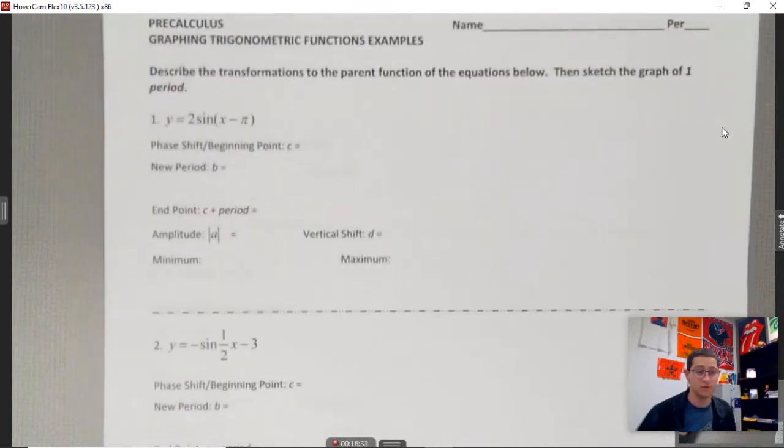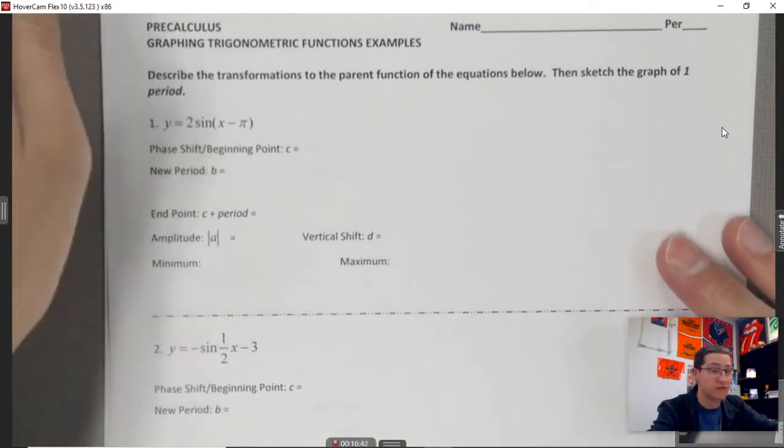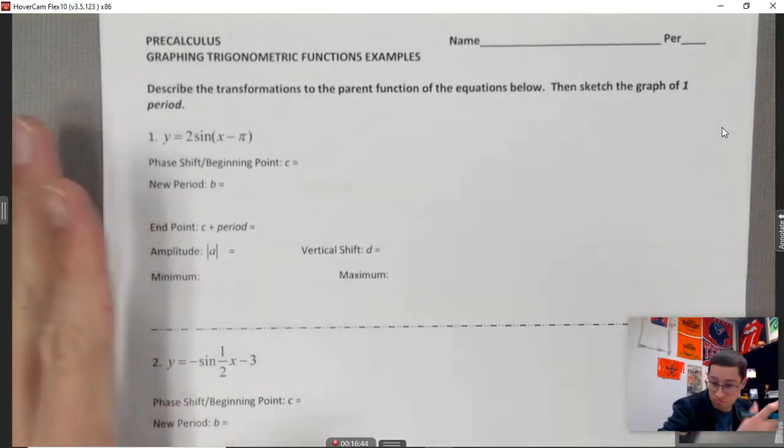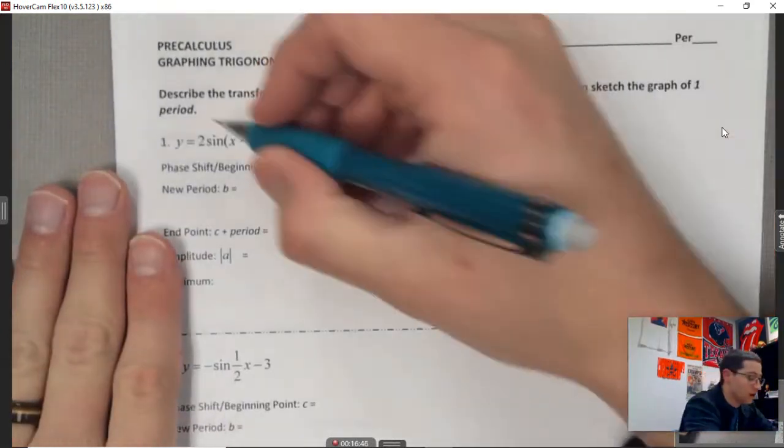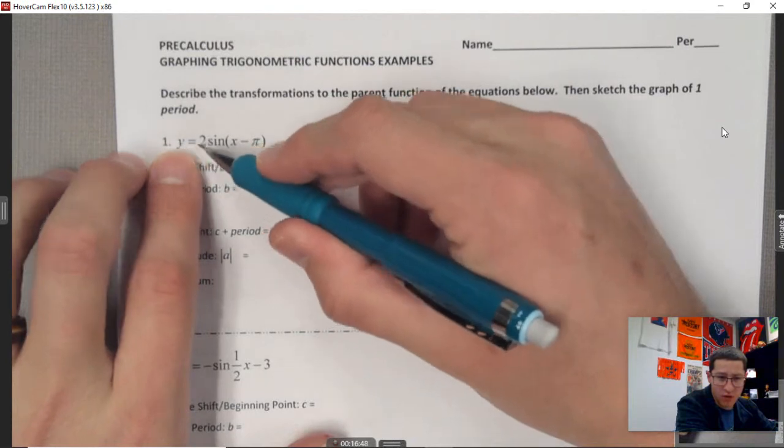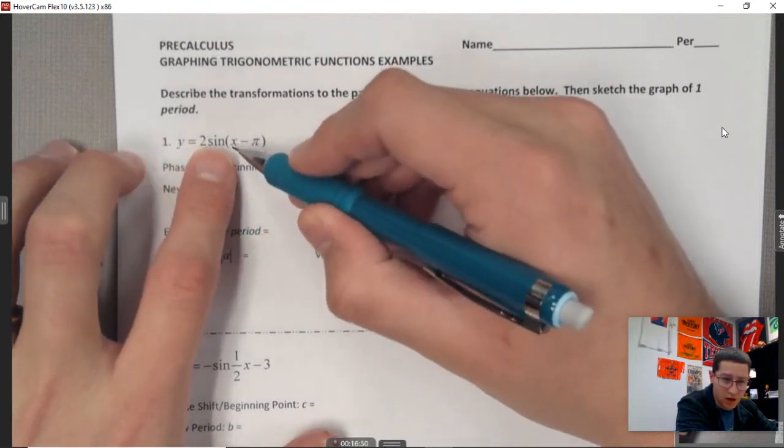Okay, so this first one. Okay, now what's nice about this is in our notes we'll label each point. Okay, so we're gonna talk about each different thing for our graphs. Okay, so let's talk about this one right here. Y equals 2 times sine of x minus pi.